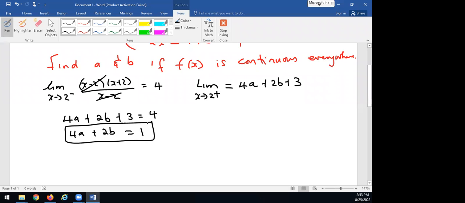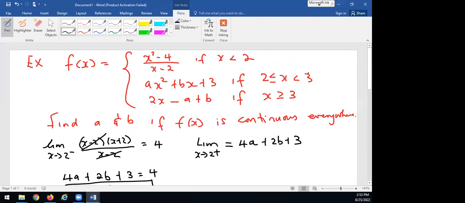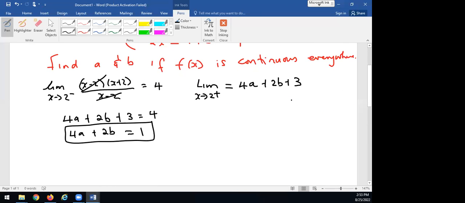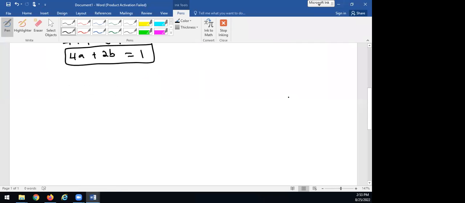Now, how can I get another equation? We can look at the limit now with 3 being the value that x is approaching. So we're going to examine the limit when x approaches 3 from the left, and also when x approaches 3 from the right to get our next equation. So let's go ahead and do that. We're going to find the limit as x approaches 3 from the left.